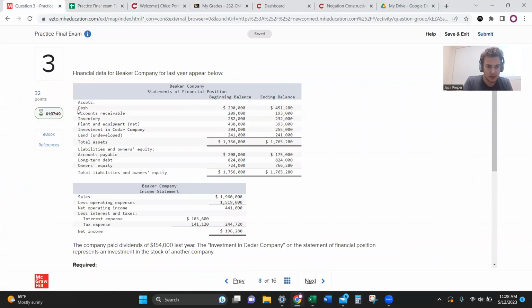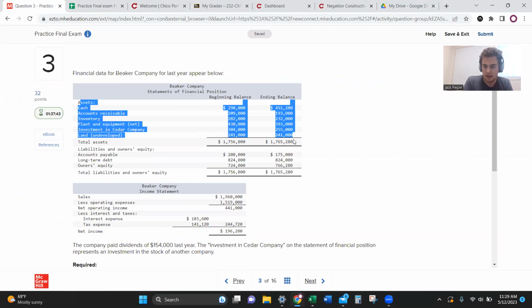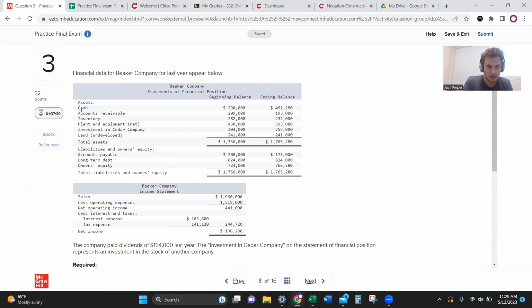So going over average operating assets, we have our assets here, but some of them are not operating assets. So here's how you distinguish between them. Cash is an operating asset. We use it to pay for inventory. Accounts receivable, operating asset. We use it to defer customer payments to us. Inventory, definitely an operating asset. We sell it to the customers. Plant and equipment, definitely an operating asset. We have to have the plant and equipment in order to run our stuff.